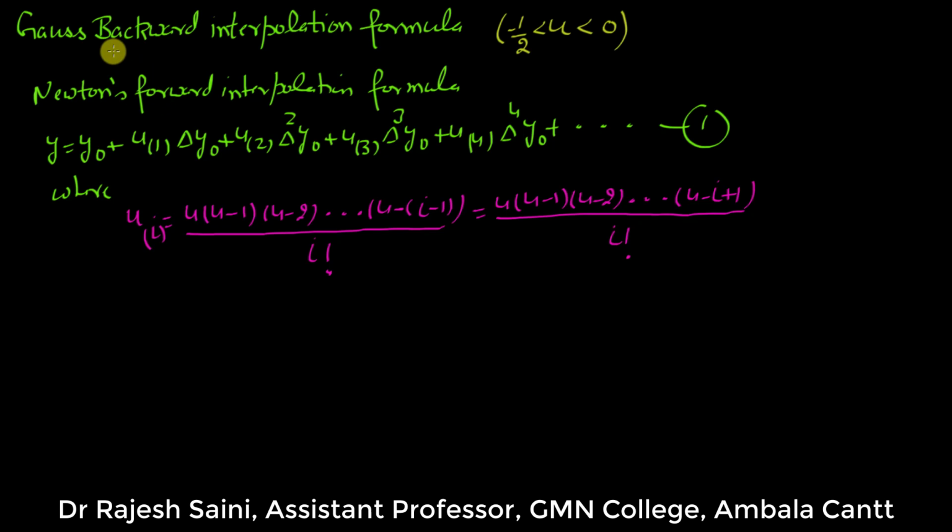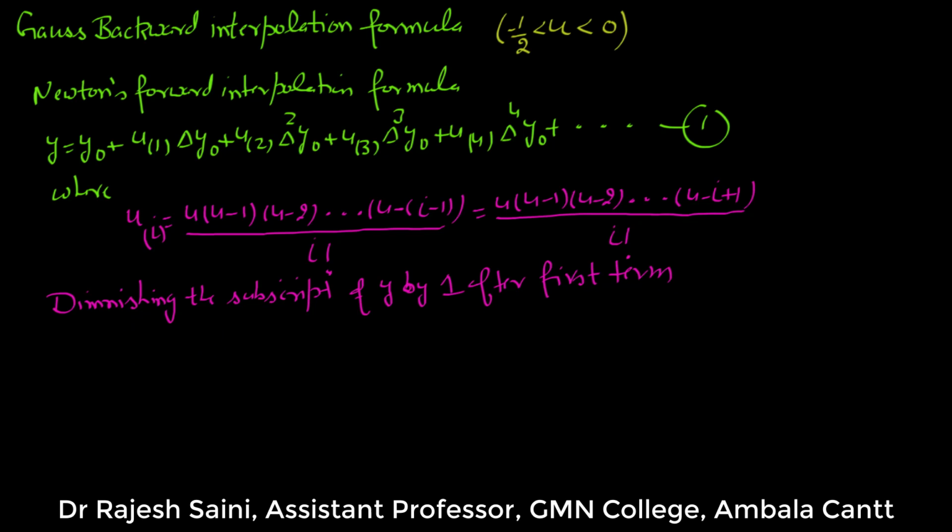Now in Gauss forward interpolation formula, we diminished the subscript of y after the first two terms. Now we will be doing the same thing, diminishing the subscript of y, but instead of after the first two terms, we will be diminishing it right away after the first term. So we need to diminish the subscript of y by 1 after the first term.